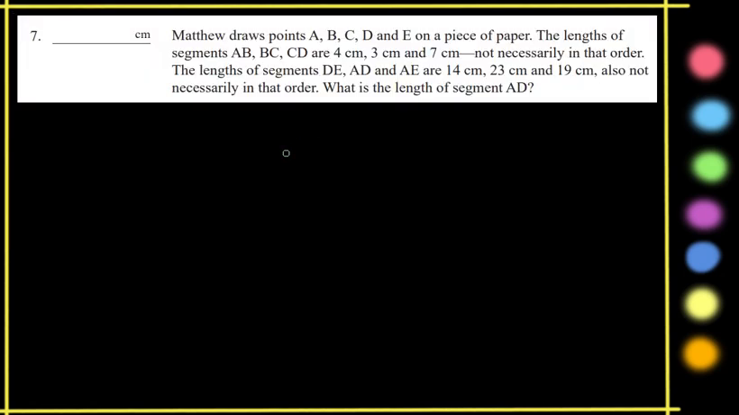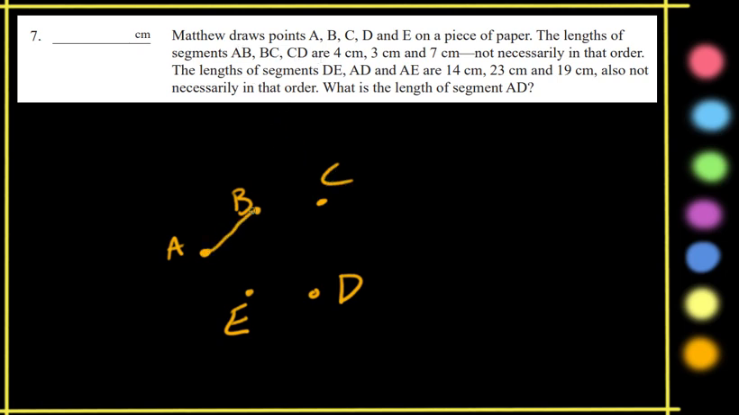This is problem number 7. This was kind of an interesting problem. It says that Matthew draws points A, B, C, D, and E on a paper. Okay, so we've got A. We don't know where they are. B, C, maybe D's over here. E might be here. I don't know. We don't know yet. Well, we've got these 5 points, and the lengths of segments AB, BC, and CD.